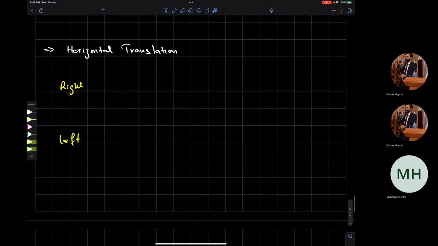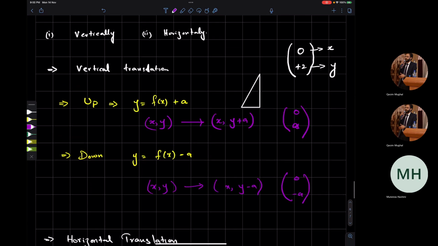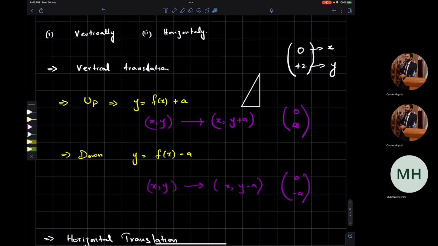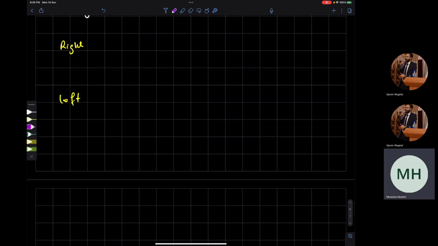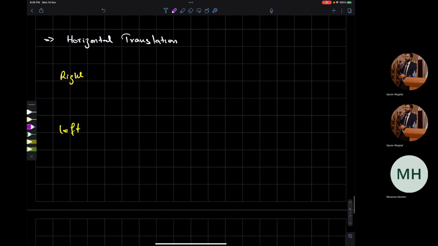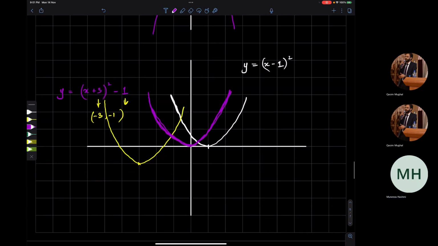If you want to move the graph towards the right, earlier I was adding or subtracting in the y. This time I'm going to add or subtract in the x, meaning in the domain of the function. So y equals f of x minus a. If I subtract something in x, then the graph is going to move towards the right. You can see this already happening.